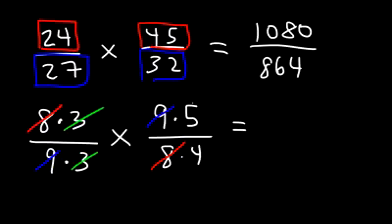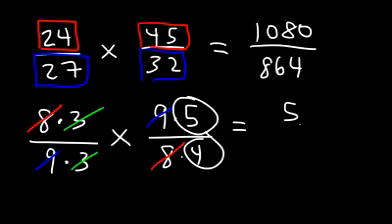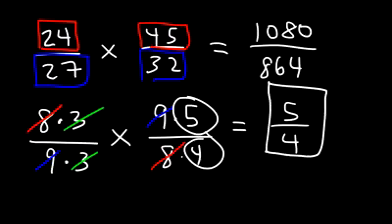And our final answer is just going to be 5 over 4. We don't have to simplify any further than this. As you can see, this second method is a lot easier than the first. So if you have large numbers, I would avoid multiplying them to get even bigger numbers. Instead, simplify before you multiply.